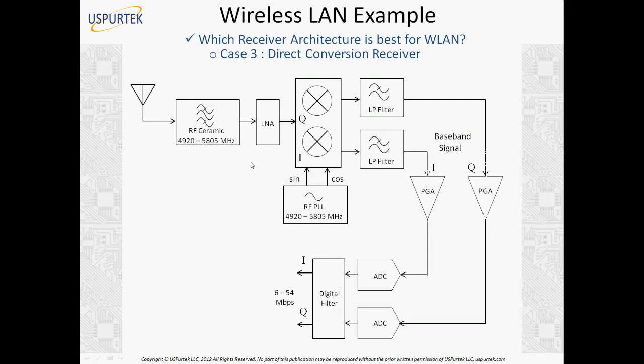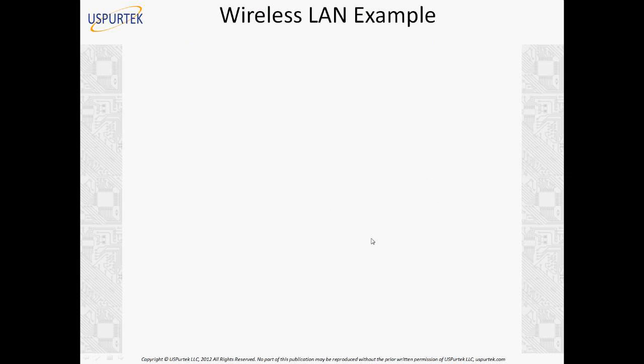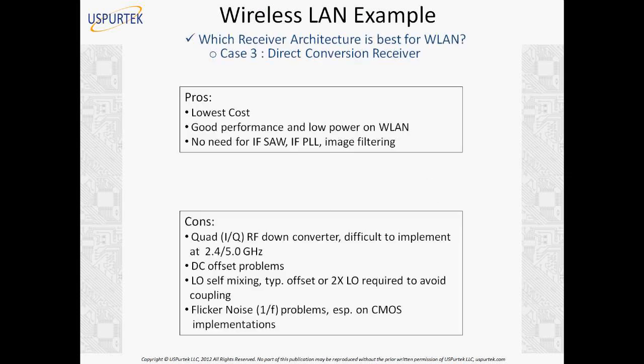So what are the pros and cons of direct conversion receivers? Lowest cost, because you have very few elements. Good performance and low power on wireless LAN. No need for expensive IF SAW and IF PLL or image filtering. What are the cons? The quad IQ RF down converter is difficult to implement, but now CMOS implementations are available. With the latest advances in CMOS fabrication techniques, there are quad IQ RF down converters which are implemented in CMOS. So of course, but you will have DC offset problems.